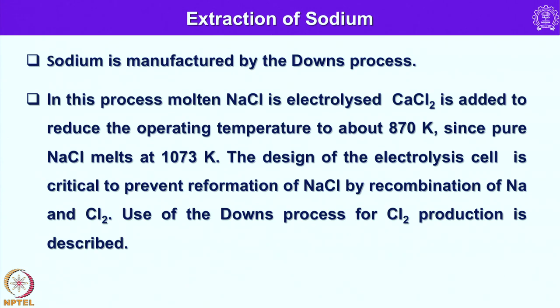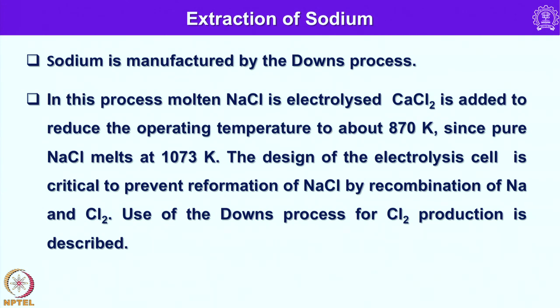In this process, molten sodium chloride is electrolyzed, and here we are adding calcium chloride to reduce the operating temperature to about 870 Kelvin. If we simply consider sodium chloride, its melting point is 1073 Kelvin. In order to decrease the melting point, calcium chloride is added. We all know the colligative properties, elevation in the boiling point, depression in the freezing point when impurities are added. So, here calcium chloride is added in considerable quantity to sodium chloride to reduce its melting point, so that molten electrolysis can be carried out at an operable temperature and reaction condition.